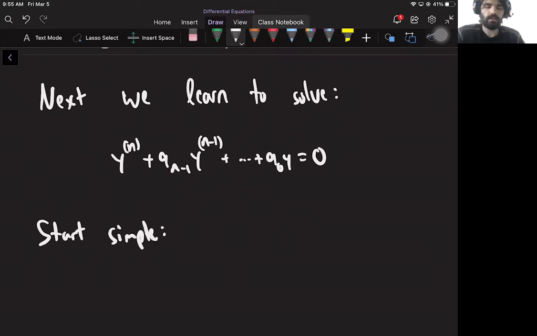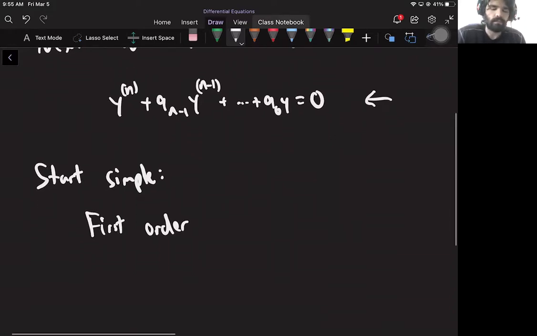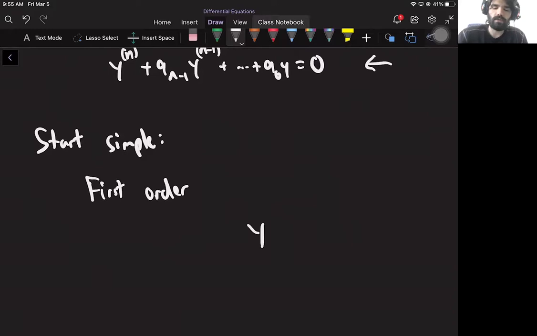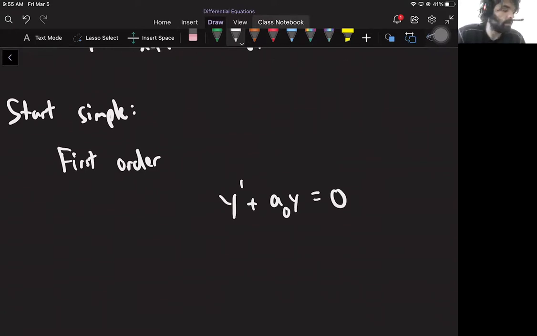The way we got to this in the first place was starting simple, making things simpler. Now we're going to go even simpler than that. Let's just worry about first order. So what would a first order equation of this kind look like? It would look like just the first derivative and only one constant coefficient on the next term, which would be just the function, and still equal to 0. So this is a first order equation of this kind.